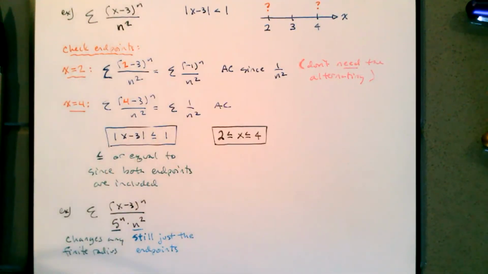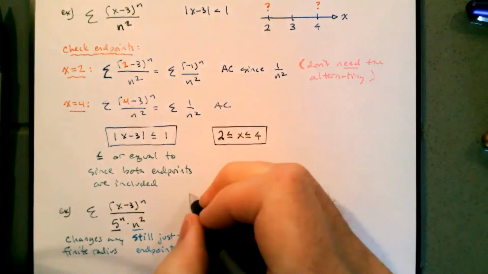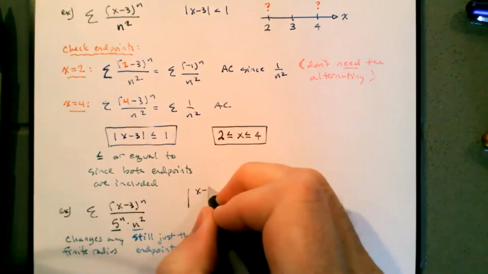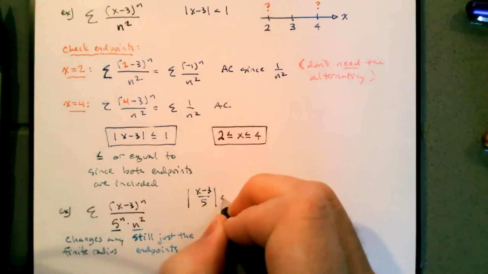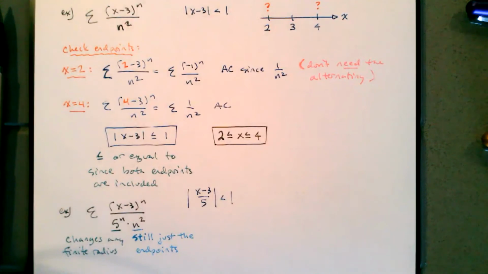If we look at the 5 to the n, we've got it underneath the (x minus 3) to the n. What this means is that the common ratio is not just x minus 3 like it was in the previous example. The common ratio is x minus 3 over 5. So our basic interval of convergence will be the absolute value of (x minus 3) over 5 has to be less than 1. I'm just going to use the fact that we can distribute exponents over factors and say (x minus 3) to the n over 5 to the n is (x minus 3 over 5) to the n.